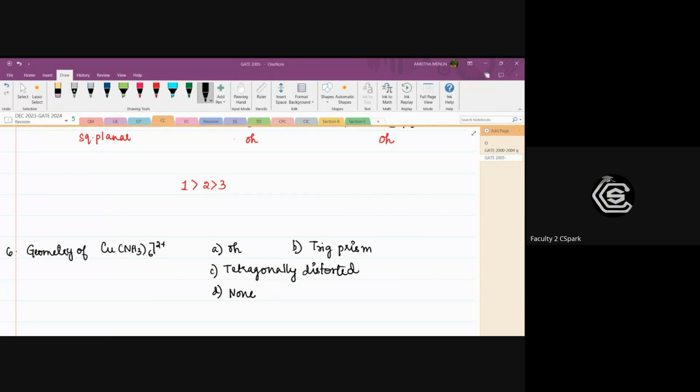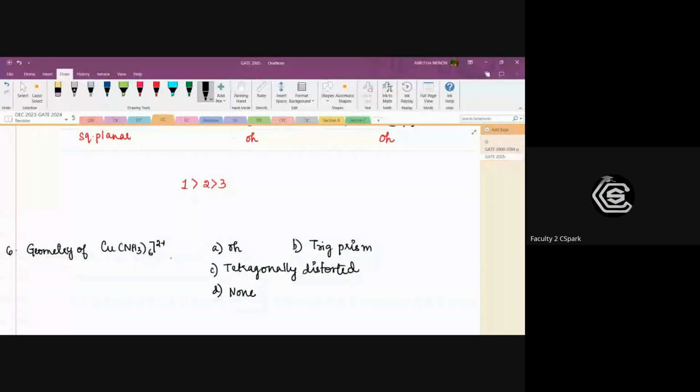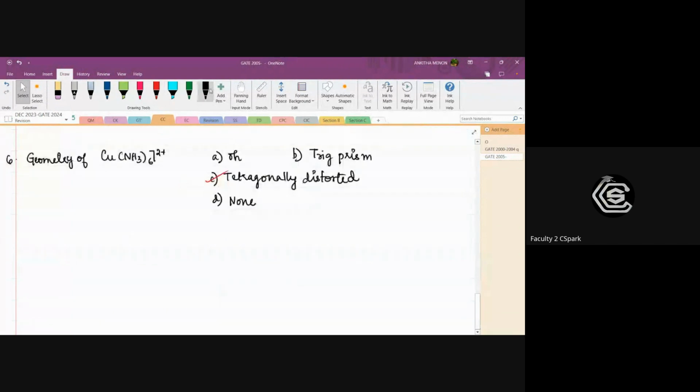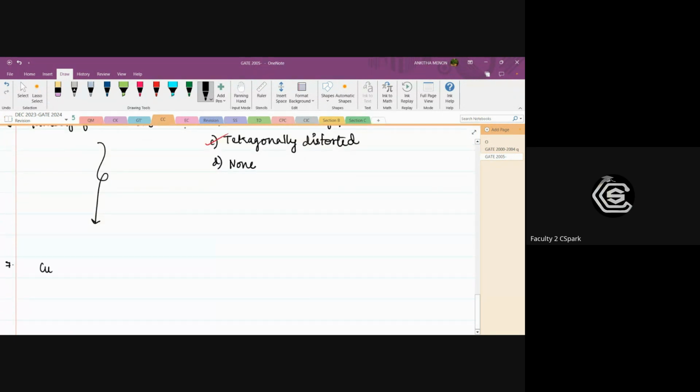Cu2+, d9 system, is very famous for what type of geometry? Octahedron or no? It is tetragonally distorted. Isn't there Jahn-Teller distortion? Okay, this is a related question, the rest of this one. So for Cu(NH3)6 2+, how many d-d transitions are there?